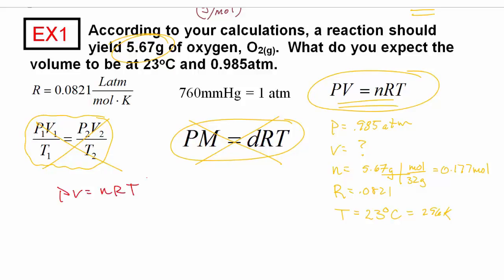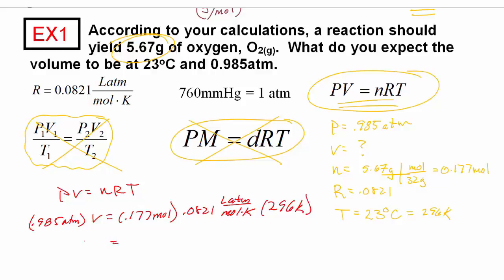PV equals nRT. P is 0.985 atmospheres. V equals N, 0.177 moles. R, 0.0821 liter atmosphere per mole Kelvin. And T is 296 Kelvin. So we just solve for V, and your units have to come out in liters. So 0.177 times 0.0821 times 296 divided by 0.985, about 4.37.